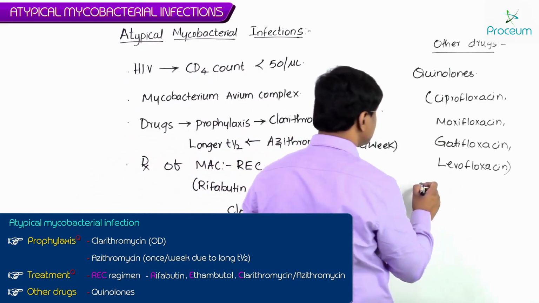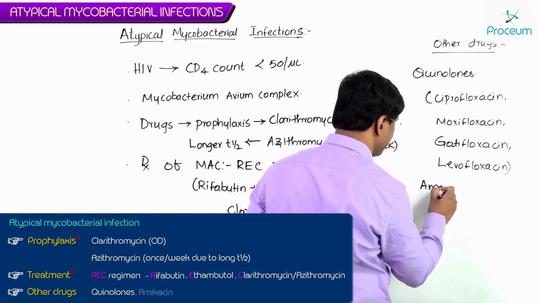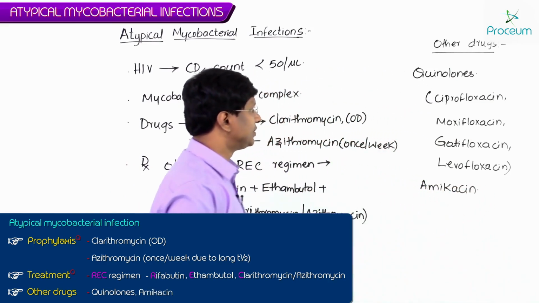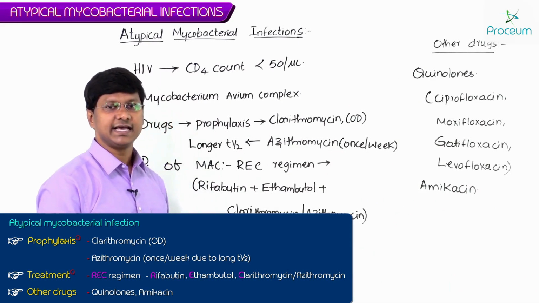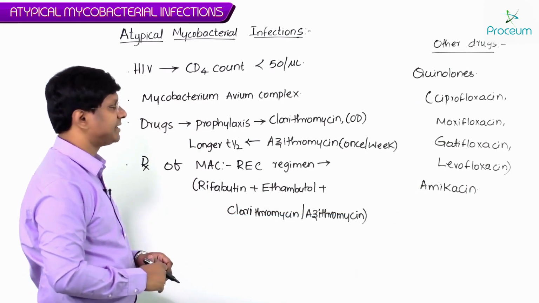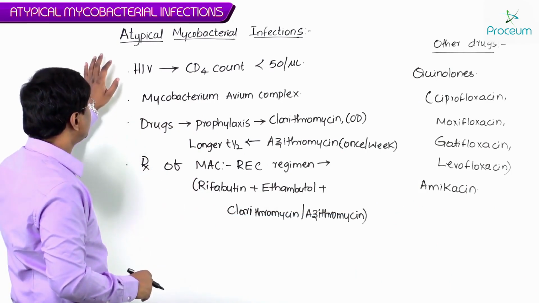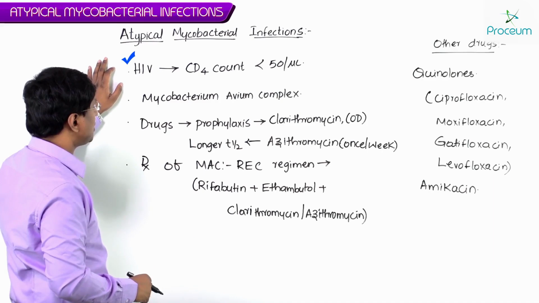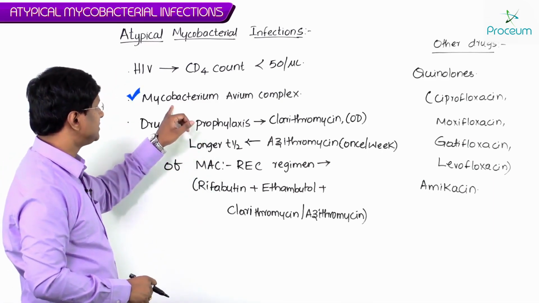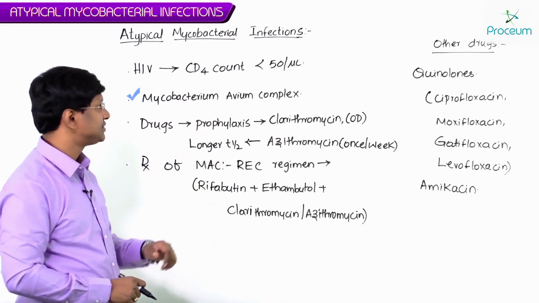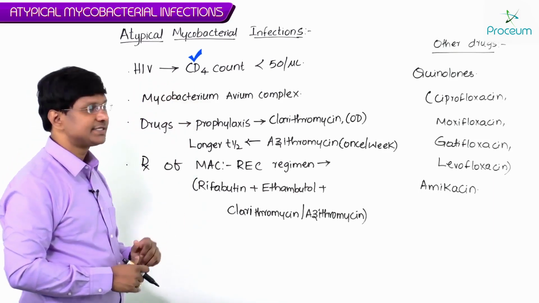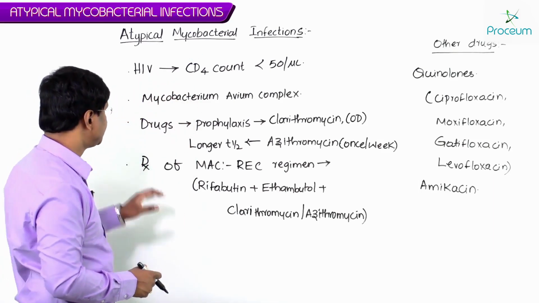Now, apart from quinolones, the other drug which is useful is amikacin. So this is the treatment of atypical mycobacterial infections. In HIV affected individuals, the opportunistic infection is the atypical mycobacterial infection, that is Mycobacterium avium complex infection, and this is more common in individuals where the CD4 count is less than 50 per microliter.